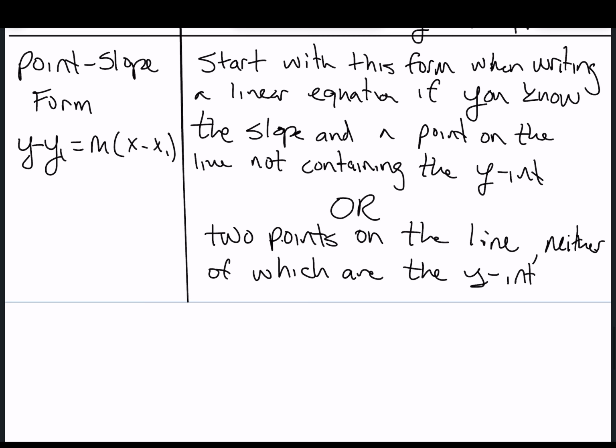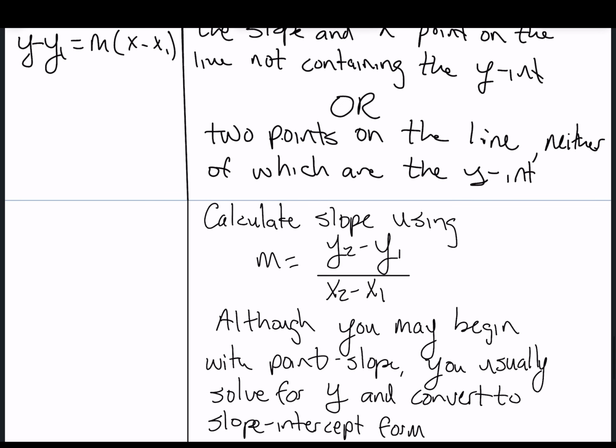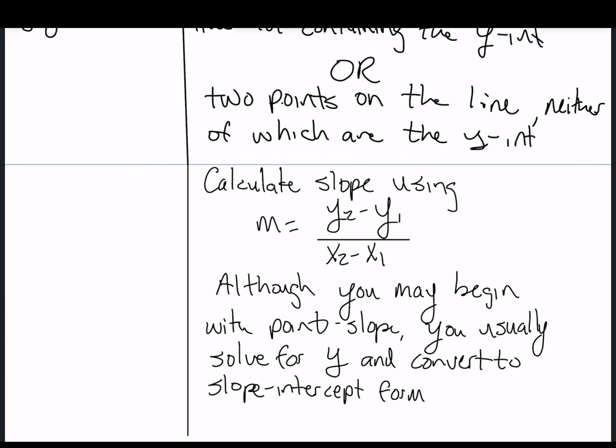One more set of information I want to add for point slope is that if you are given 2 points on the line, you can calculate the slope using the formula m equals y2 minus y1 over x2 minus x1. That's taking the difference between the y values in the numerator, that's our rise, and the difference between the x values in our denominator, and that's our run. And although you may begin with the point slope, you usually solve for y and convert to slope-intercept form because, again, that is an easy way to see the equation.